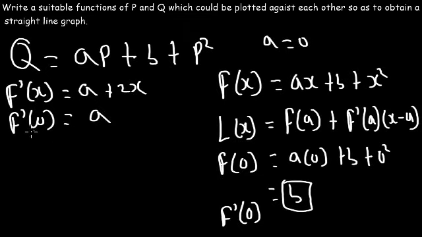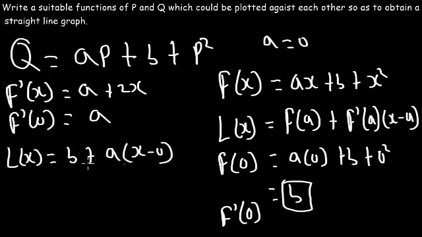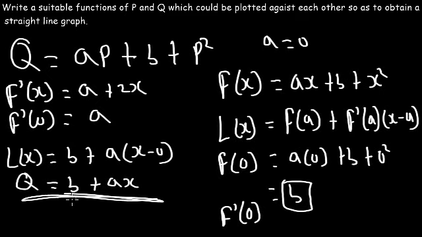So we now have everything we need. So L of x will now be equals to f of 0, that's b, plus f prime of 0, that's a, then multiply by x minus 0. And finally, that's just going to be b plus ax. L of x is the same as f of x, and f of x is the same as y, and y is the same as q. And this is our final answer.